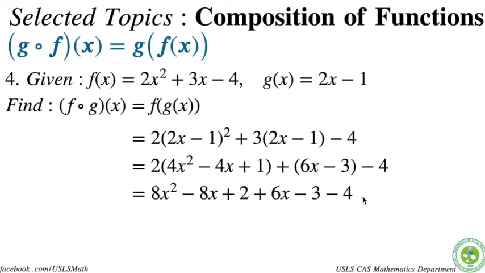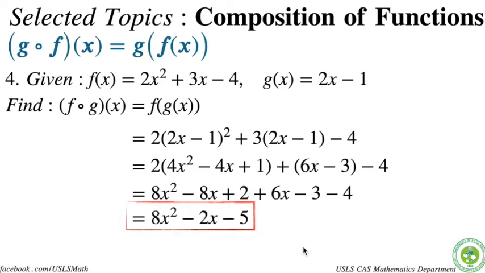Okay, and then after that, we will combine like terms. X squared doesn't have any like terms, so we'll just copy it as it is. Negative 8x plus 6x are like terms. Since they don't have the same sign, we're going to proceed to subtraction and then copy the sign of the one with a higher absolute value. So negative 8x plus 6x is going to give us negative 2x, and then 2 minus 3 is minus 1. Minus 1 minus 4 is going to give us minus 5. And then that will be our answer for number 4 then. Okay, 8x squared minus 2x minus 5.